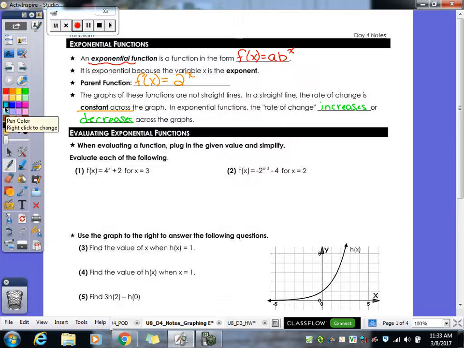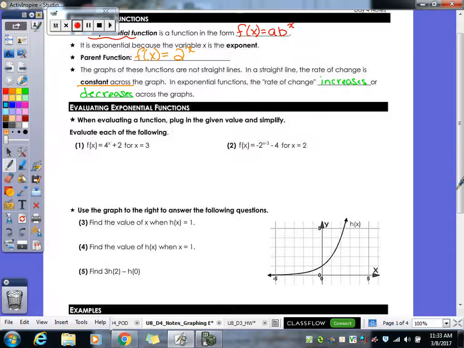So let's first practice a little bit of evaluating again. Evaluating means you're just plugging a number in. They give us our function here, f of x equals 4 to the x plus 2. What do they want us to plug in for x? 3. So we're going to write f of 3. Every x that you see gets replaced with a 3. Equals 4 to the third plus 2.